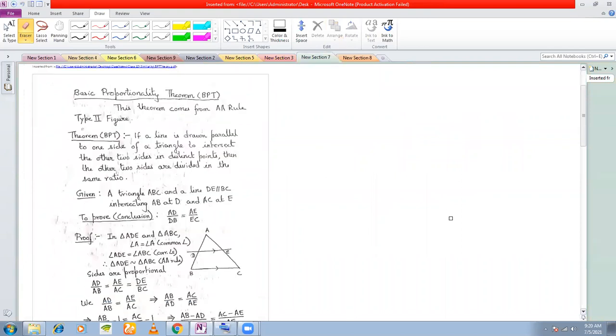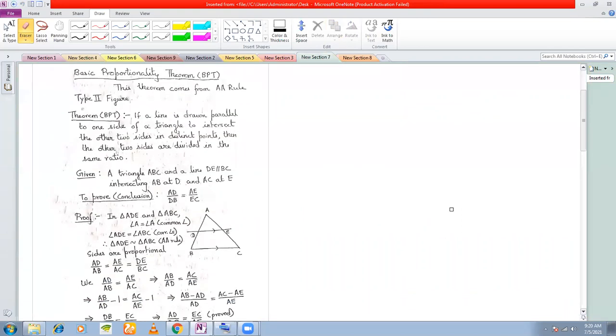Fine. If no question, then we move on to the next part of this similarity, which is called the basic proportionality theorem. In short, we call it BPT. Now, BPT is actually a deduction from type 2 similarity. Okay. What does the theorem state here?